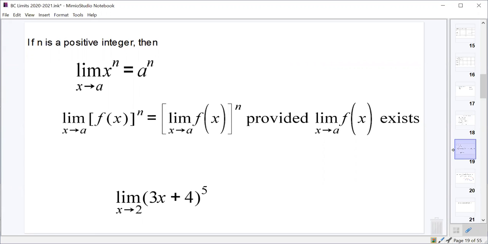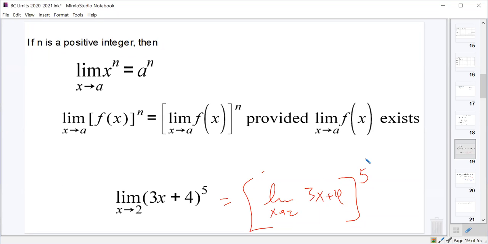Also, I'm not going to give you guys a bunch of time to write all this down because it's all easy and you should be able to go back and write it down later if you want to. If I have a function being raised to a power, I can pull that power outside of the entire limit. Everybody good there? So I could rewrite this as limit as x approaches 2 of 3x plus 4, all raised to the 5th power if I wanted to. Easy enough? All right, cool.